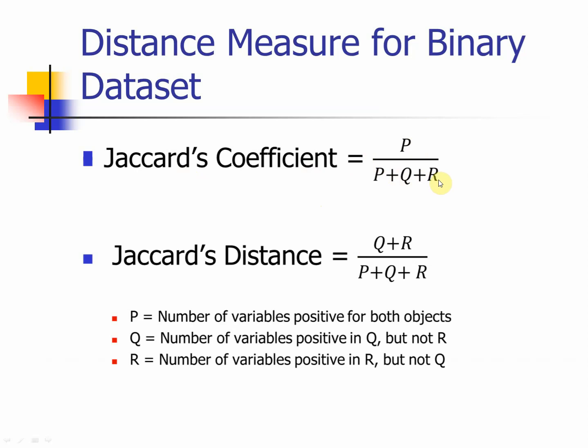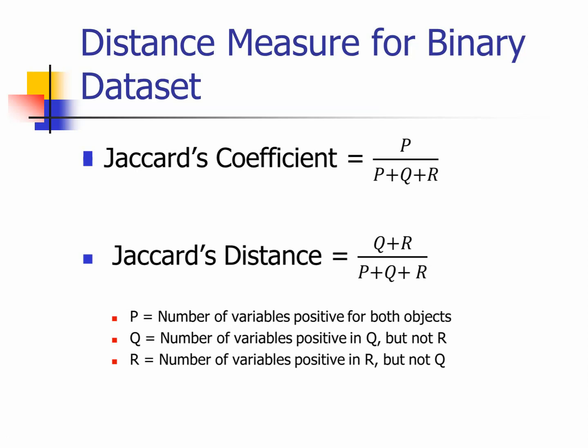And this can be very easily understood through the descriptions of each variable over here. P indicates the number of variables positive for both objects. So if that's 1 and 1, then we consider that as a p-value. So we want to look into, among all, say, 10 attributes, how many of those attributes occur 1 and 1 for both items? If there are 2 of those, then P equals 2. If there are 3 of those, then P equals 3.